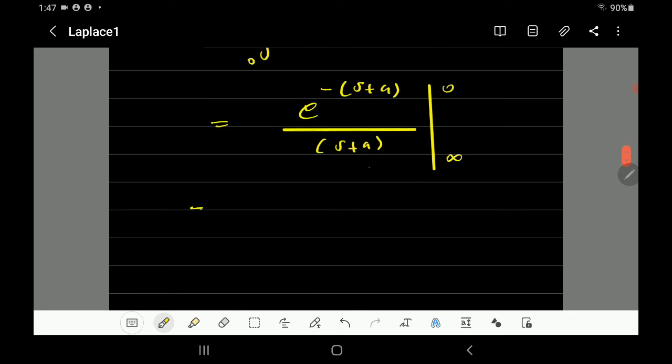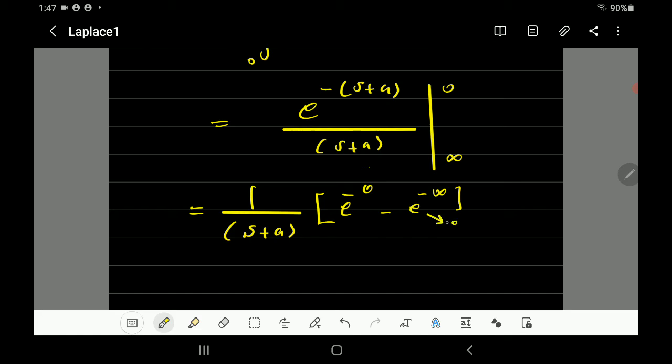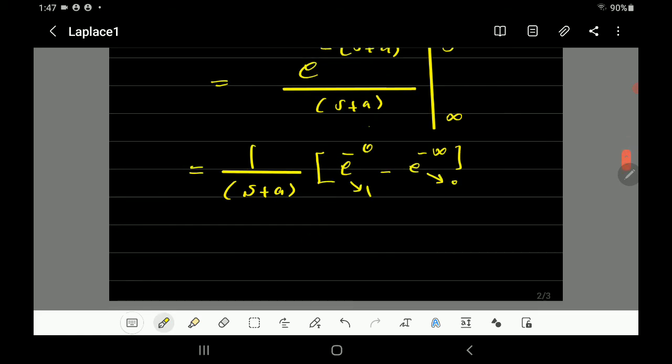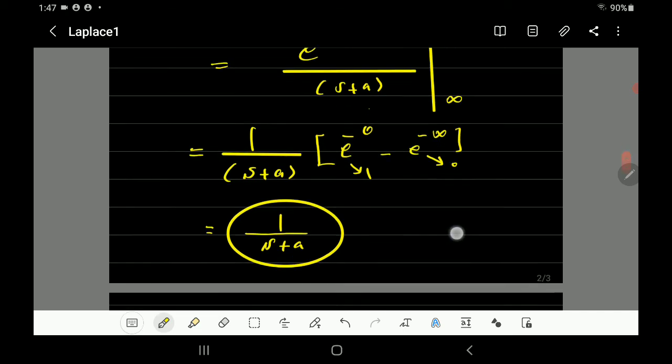Now we'll substitute. You have 1 over s plus a, e to the power of minus 0, and then e to the power of minus infinity. That will be equal to 0, and that's equal to 1. So the result will be equal to 1 over s plus a. So the Laplace transform of e to the power minus at u of t is equal to 1 over s plus a.